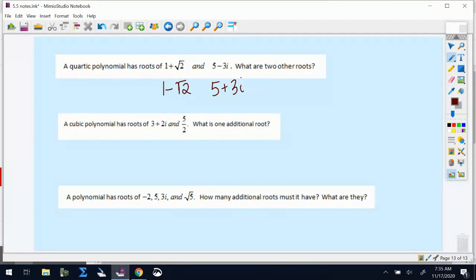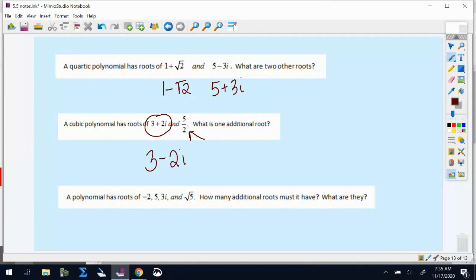Next one says a cubic polynomial, cubic meaning 3 solutions, has roots 3 plus 2i and 5 halves, wants to know the additional one. Notice it only mentions that there's one additional one because there's only one that is, in this case, imaginary. Its partner solution is 3 minus 2i. This one doesn't have an additional solution because it doesn't have a square root sign in it and it doesn't have an i. Those are the only ones that have to come in pairs.